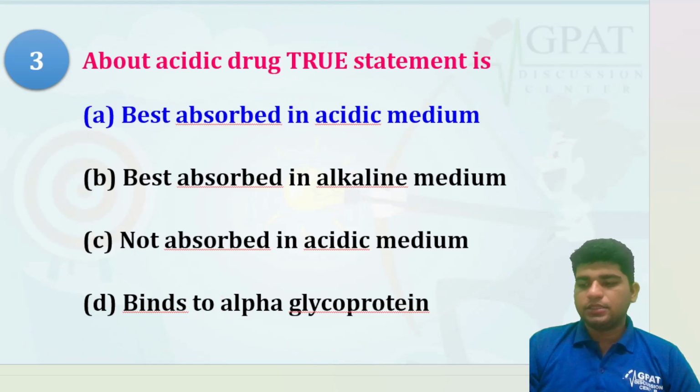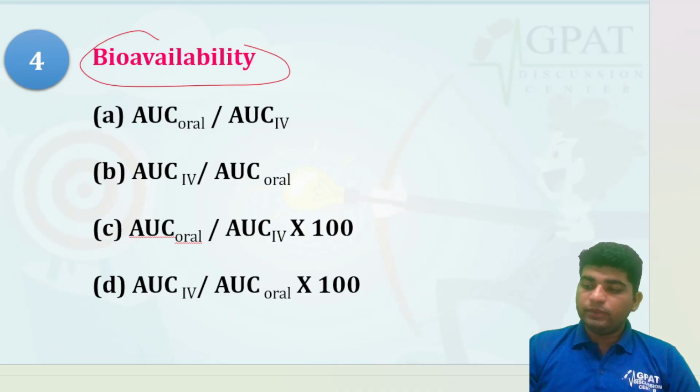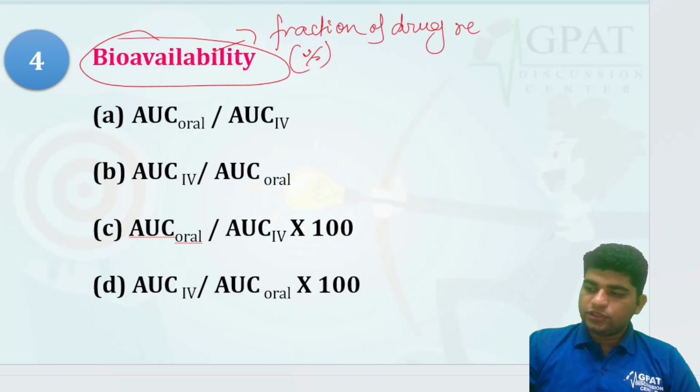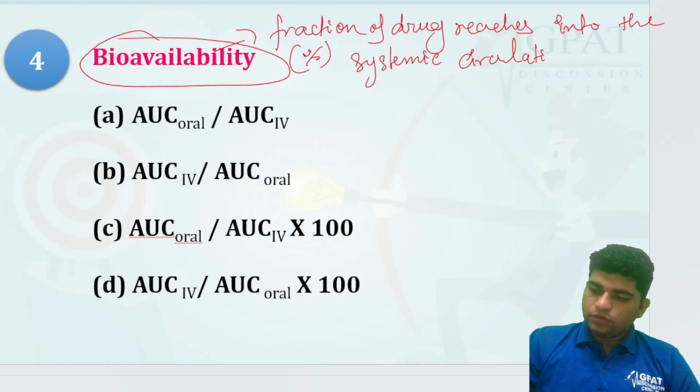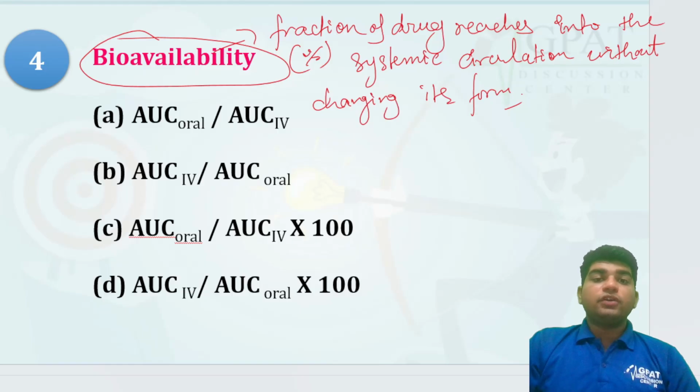All right. Yes. Chalo. Bioavailability. What is bioavailability? Bioavailability says that it is the fraction of the drug. Fraction means the percentage. The fraction of drug that reaches the systemic circulation without changing its form. All right. So what is the formula of it?